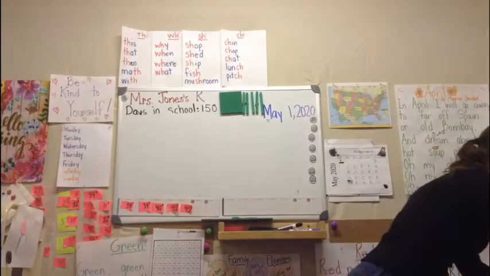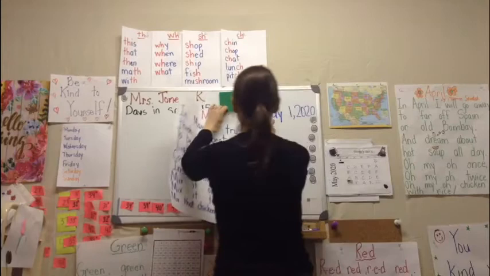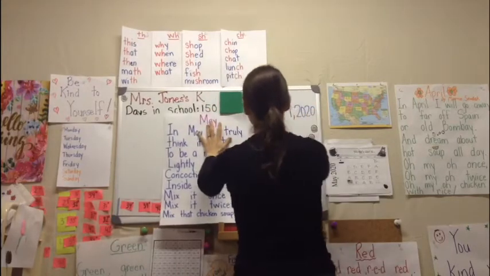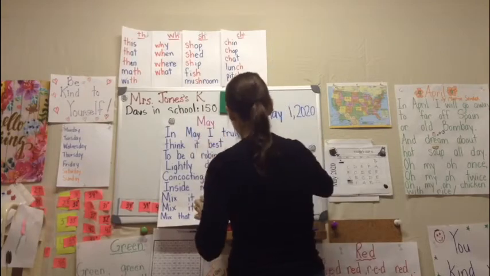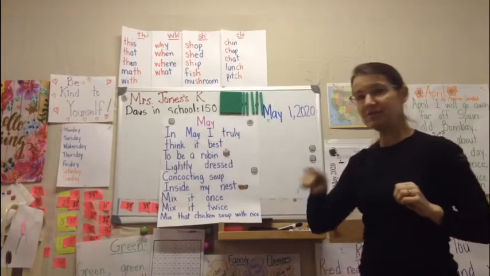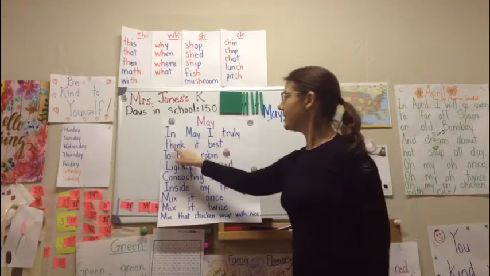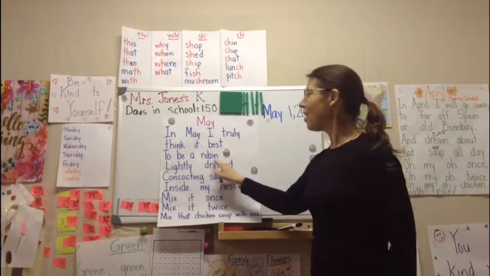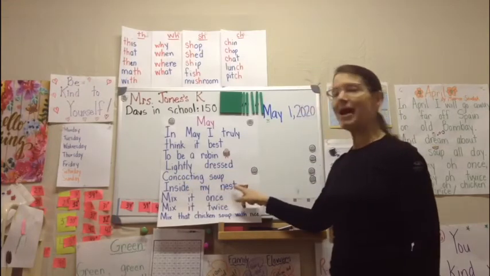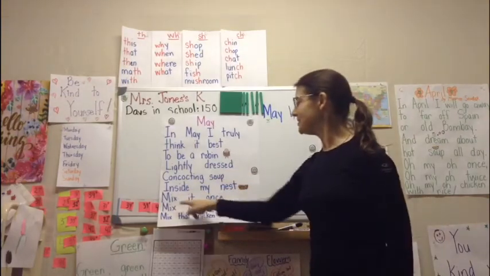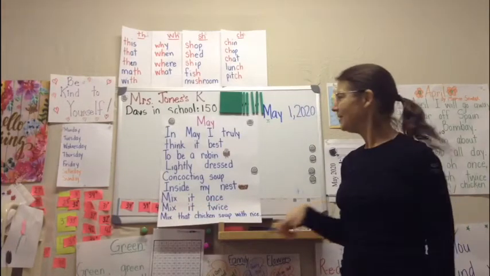I wanted to show you our new Chicken Soup with Rice for this month. And we are now in the month of May. And it was very fitting that I saw robins today because Chicken Soup with Rice for May is about robins. Listen to it once. May. In May I truly think it best to be a robin lightly dressed, concocting soup inside my nest. Mix it once, mix it twice, mix that chicken soup with rice.